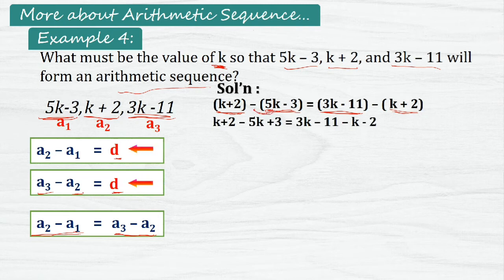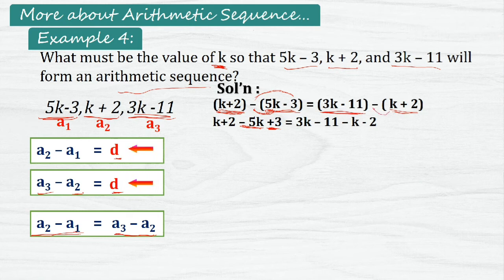Negative times 5k is negative 5k. Kopyahin lang natin ito, k plus 2. Then negative times 5k is negative 5k. Negative times negative 3 is positive 3. Kaya naging positive 3 yan dyan. Equals. Copy ito, 3k minus 11.